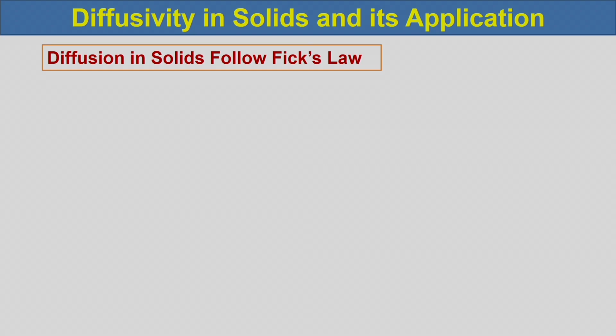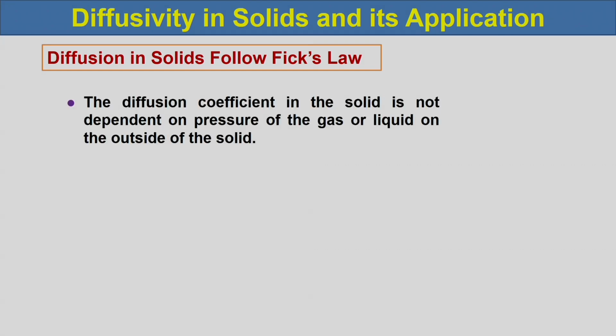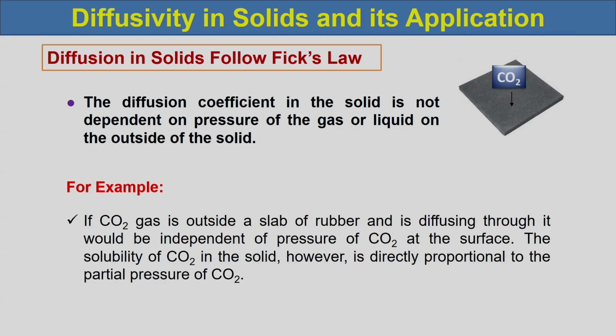Now, diffusion in solid follows Fick's law. The diffusion coefficient in the solid is not dependent on the pressure of the gas or liquid on the outside of the solid. For example, if carbon dioxide gas is outside a slab of rubber and is diffusing through it, the diffusion coefficient would be independent of the pressure of carbon dioxide at the surface. The solubility of carbon dioxide in the solid, however, is directly proportional to the partial pressure of carbon dioxide.